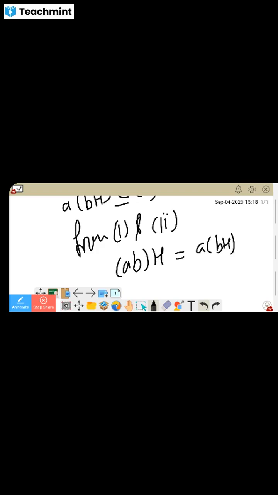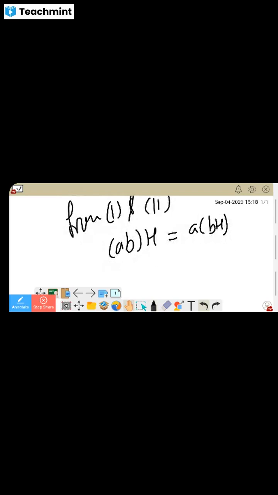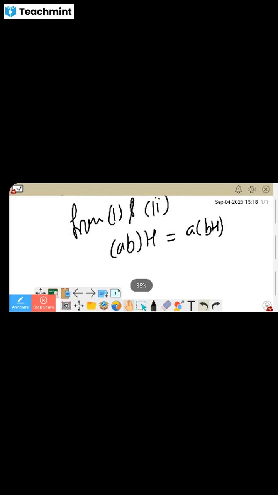By using associativity, we are just proving that this type of element belongs to the same type of subgroup. So you got these, or shall I explain again? Got it? You understood, yes.